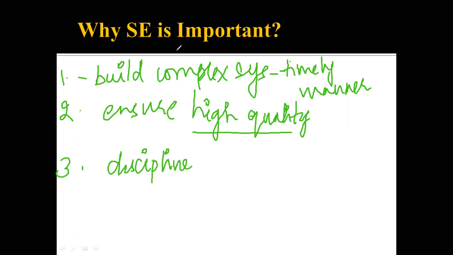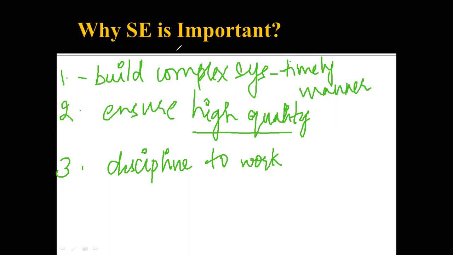And the third one, and the most important one, is that it imposes discipline to work. As you've got a list of principles and practices, these principles and practices impose discipline among the staff members on how you're going to build a particular software. All the teams are going to be organized and work in an efficient manner. So these are the three reasons why software engineering is important.